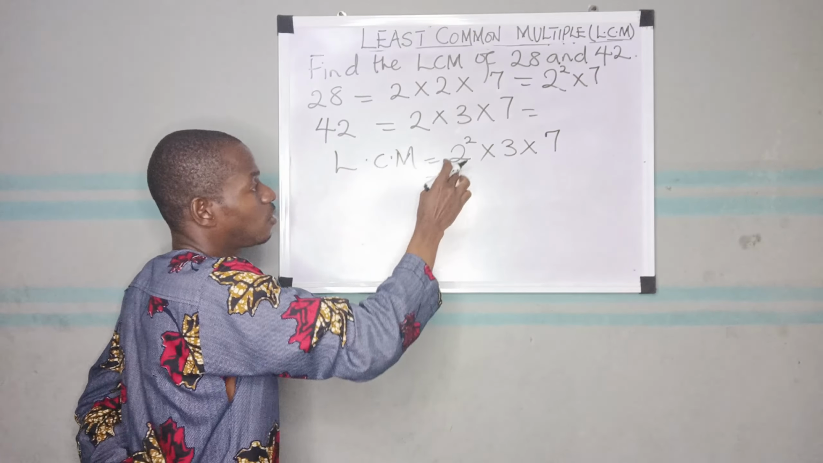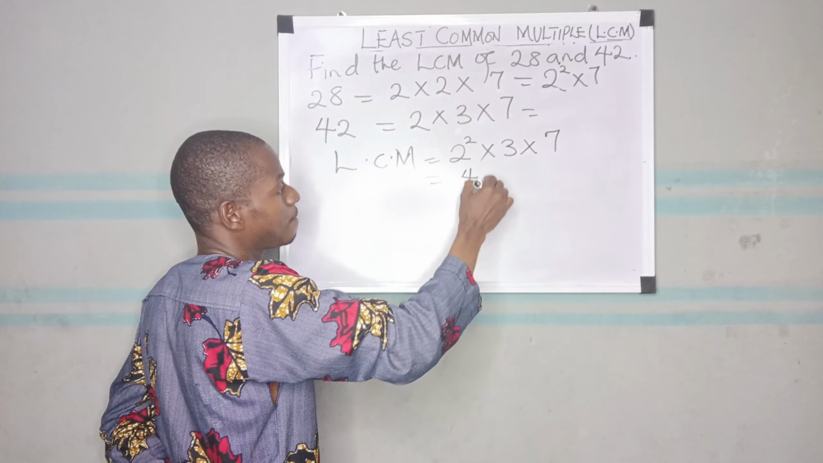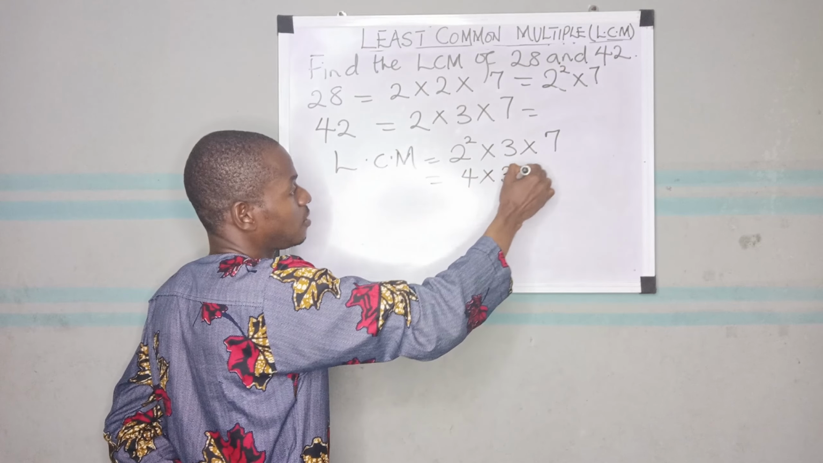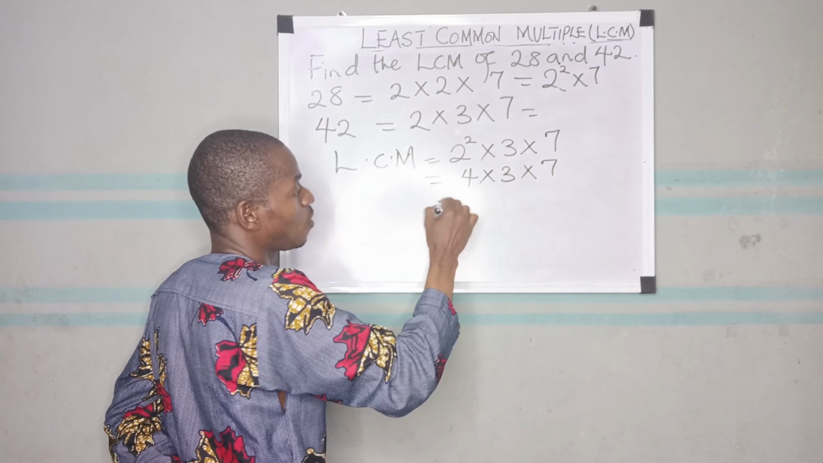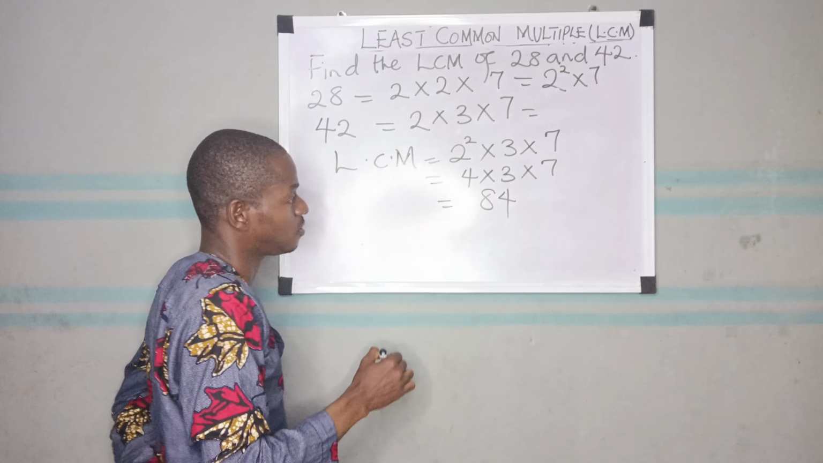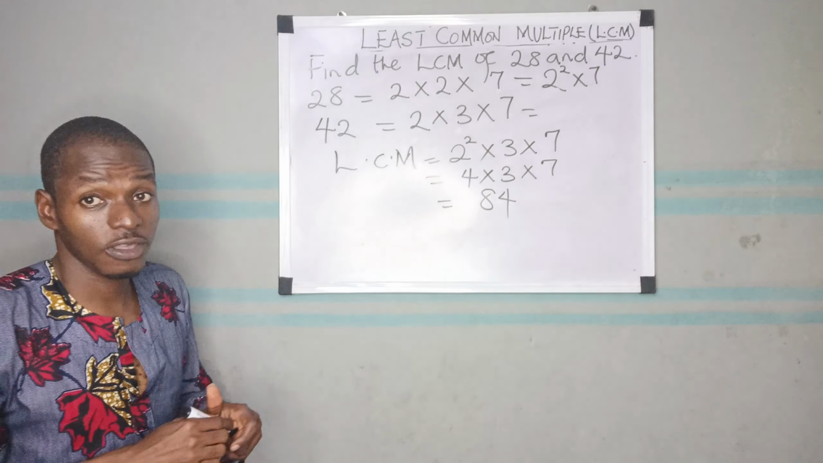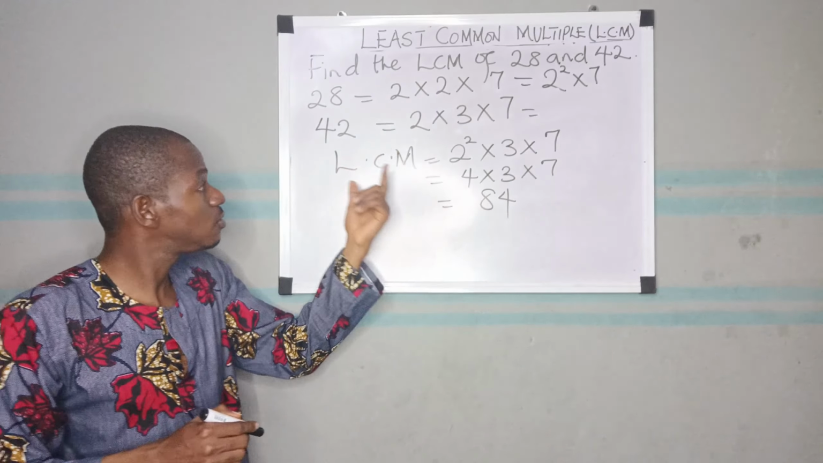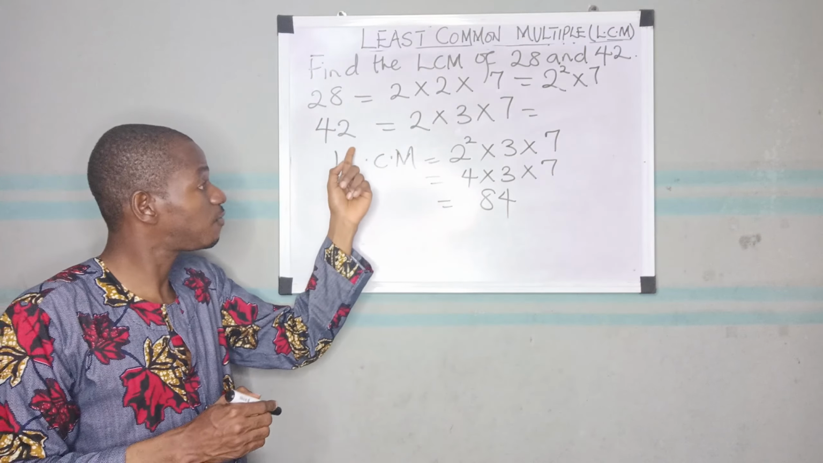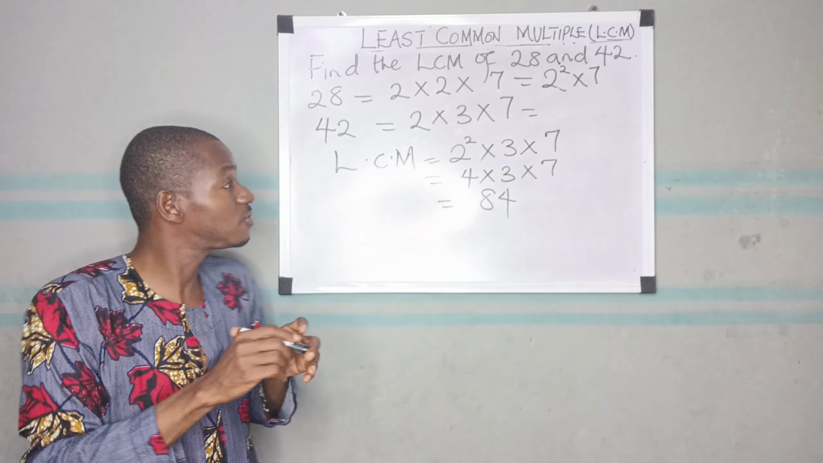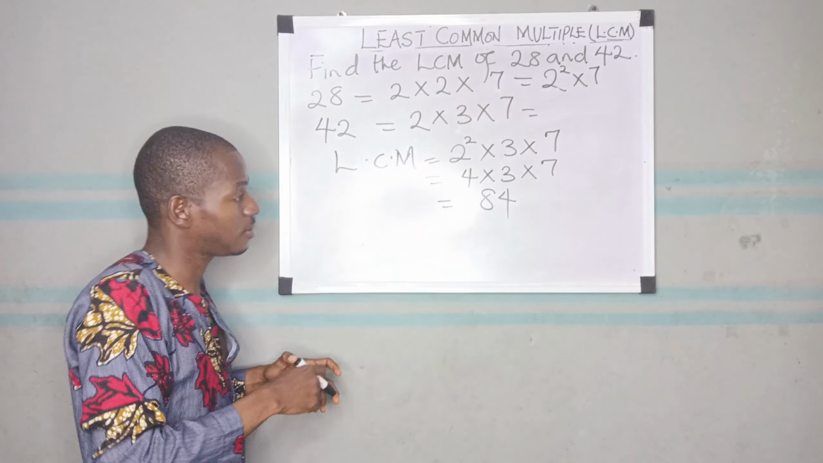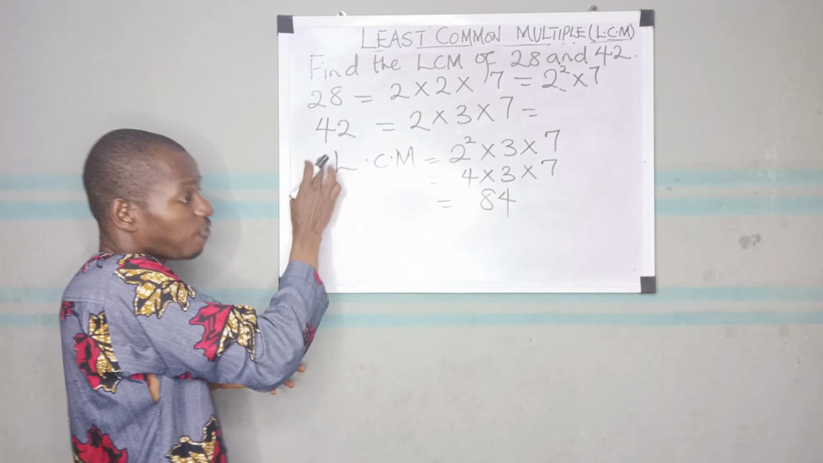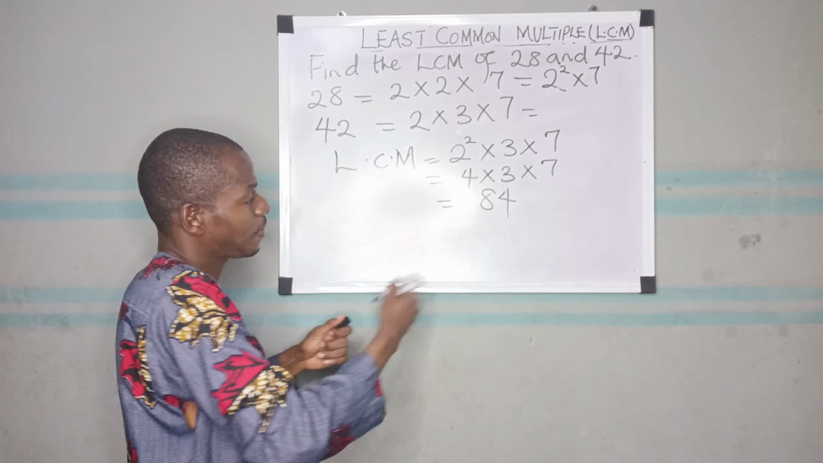So the LCM becomes 2 times 2, that's 4. 4 times 3, that's 12. 12 times 7, that is 84. So the lowest common multiple of 28 and 42 is 84. That means it's the smallest number that 28 and 42 can both divide.